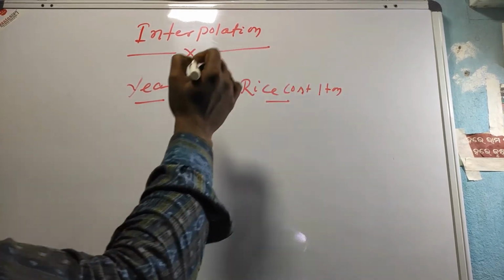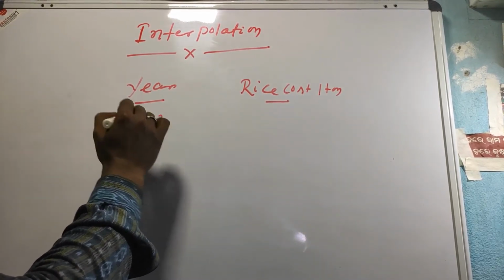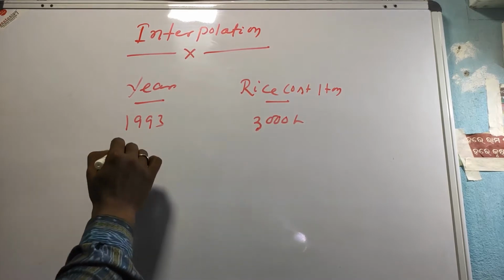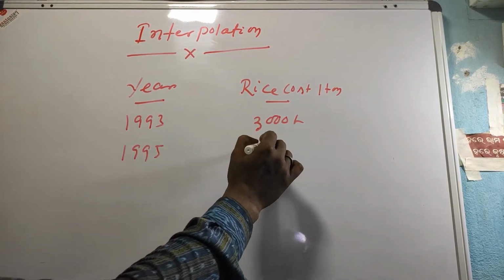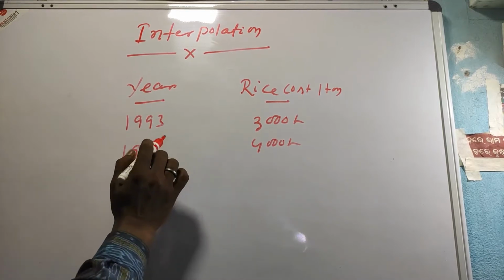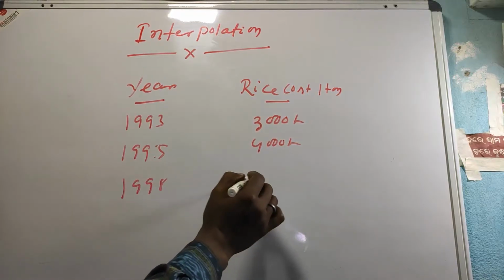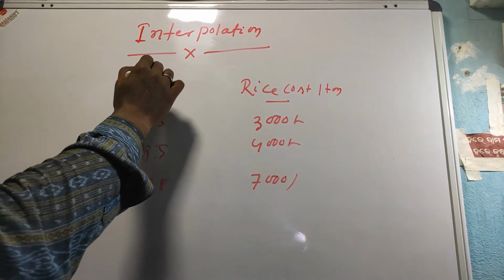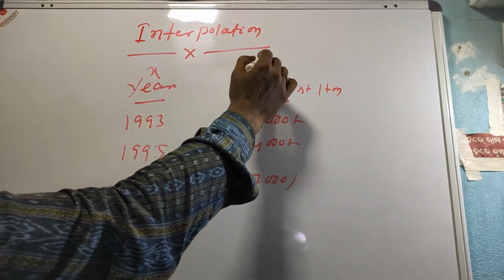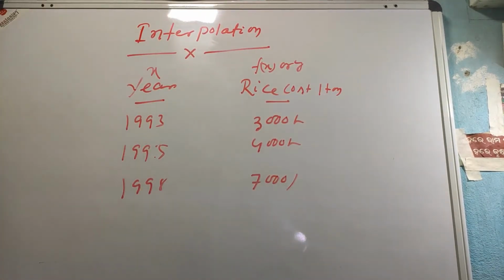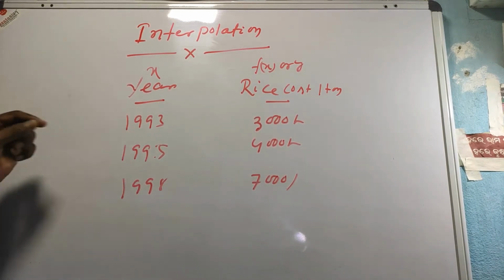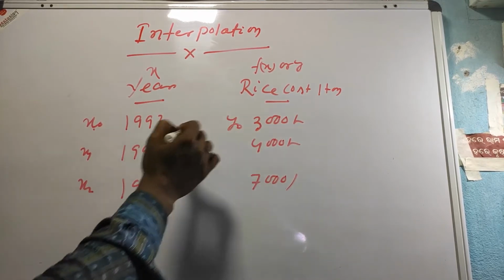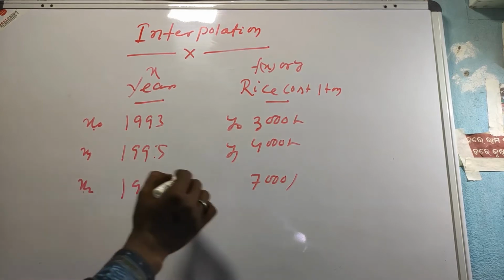Suppose in 1991 the rice cost per quintal is 3,000 rupees, in 1995 it is 4,000 rupees, and in 1998 it is 7,000 rupees per ton. So this is the x value and this is the y value. We can write y as f of x. So this is x0, this is x1, this is x2, and x0 corresponds to y0, x1 corresponds to y1, x2 corresponds to y2.